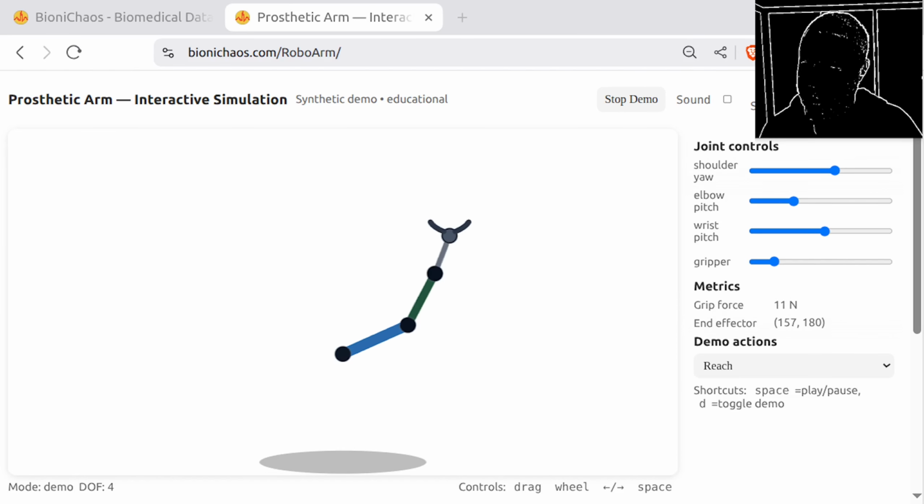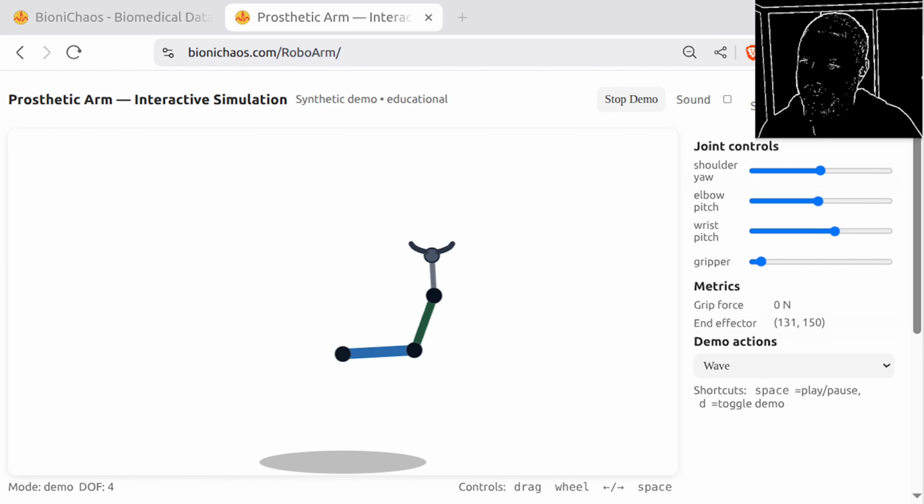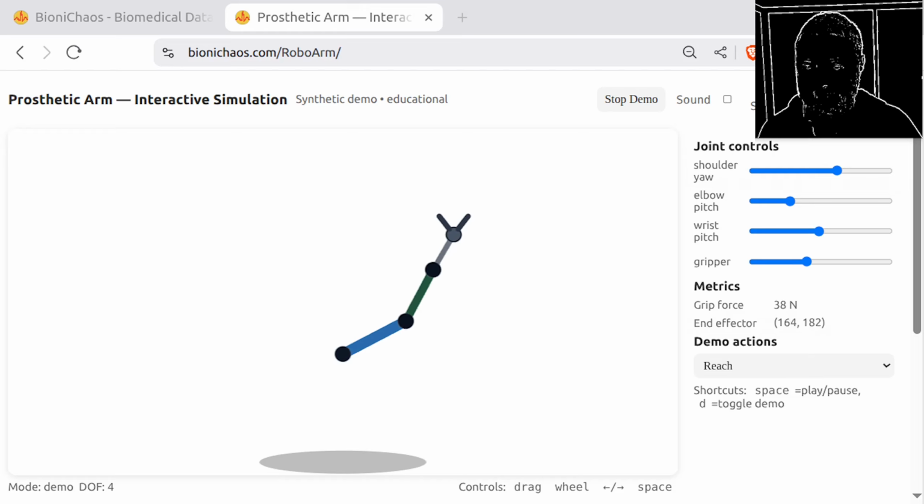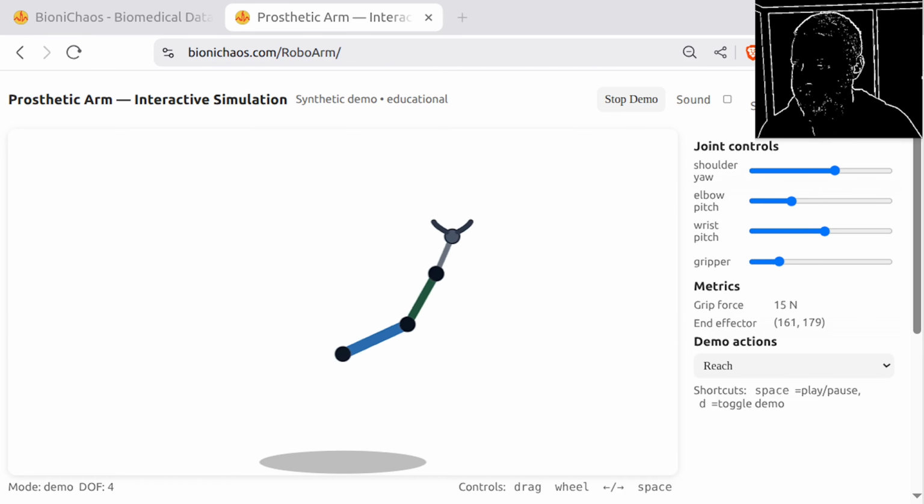Can you answer these questions looking at the front page, the demo mode? In demo mode, the reach demo makes the robotic arm move to a specific point, while the grip show makes it repeatedly open and close its gripper. The joint control sliders and metrics are displayed, but are not interactively controlled by the user during the demo. Instead, they update according to the pre-programmed action.